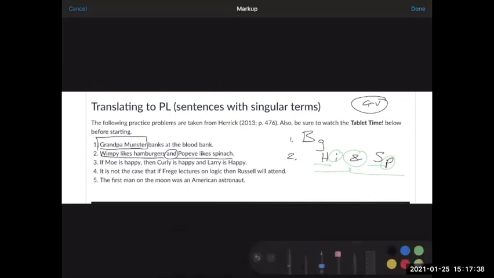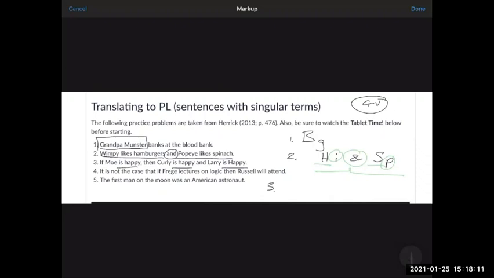Let's do one more here, and then I'll let you have some fun with the other ones. Number 3: If Mo is happy, then Curly is happy and Larry is happy. Clearly a Three Stooges reference. I see a lot of "is happy," so clearly that's a general term, and that means they can all be represented by the same letter. So how about H for that? We're going to use an H for that.